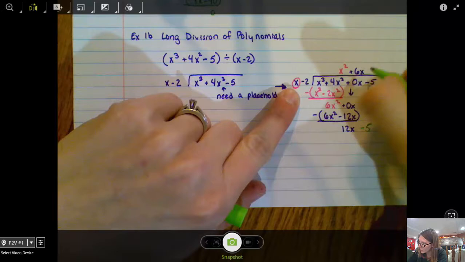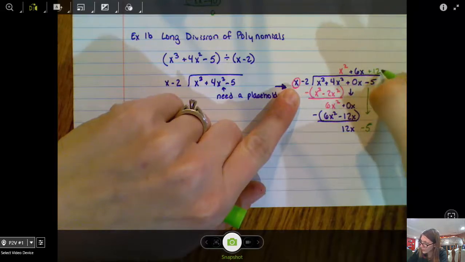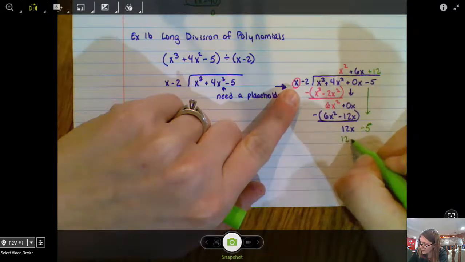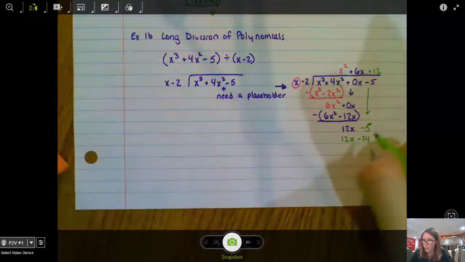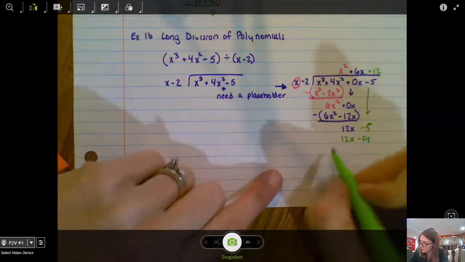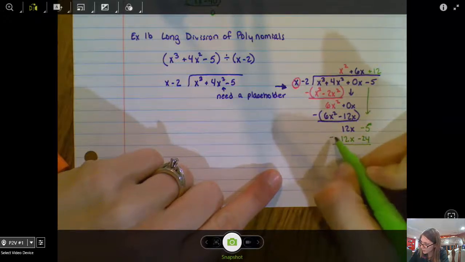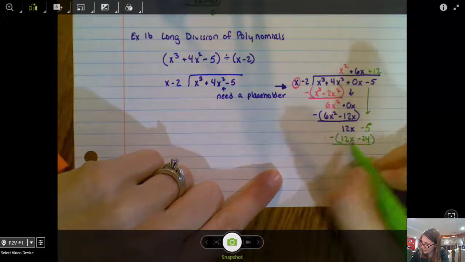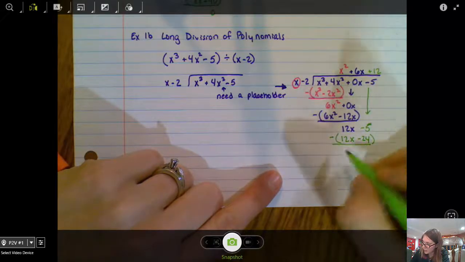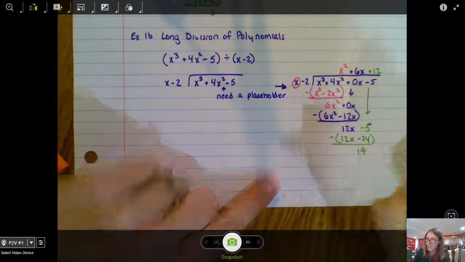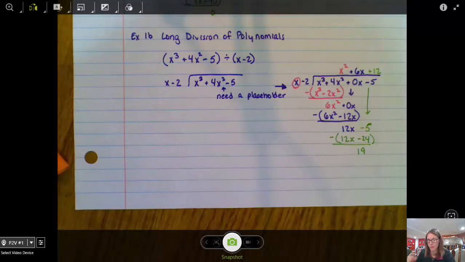X times positive 12 gives me 12x. And 12 times negative 2 is negative 24. Subtract down, 12x minus 12x, those cancel. Negative 5 minus negative 24 is positive 19, and we have a remainder here, right?